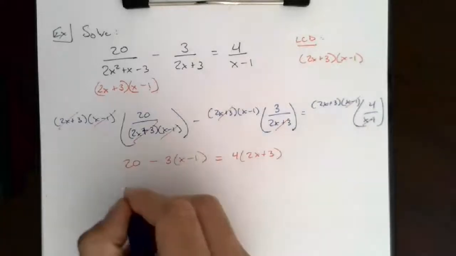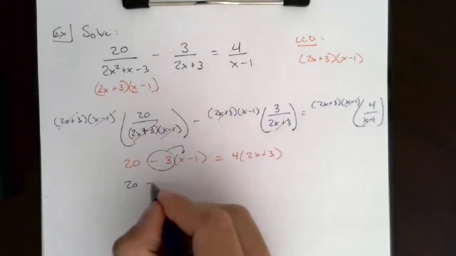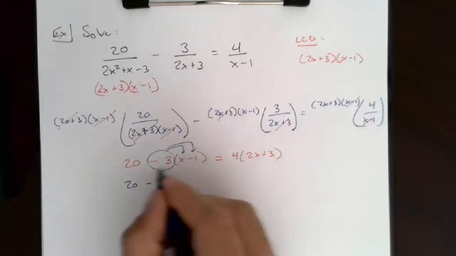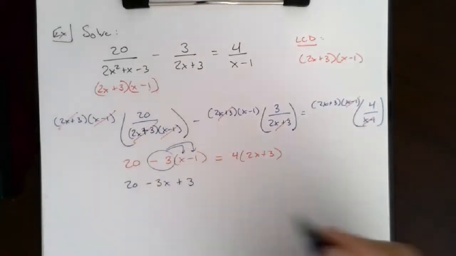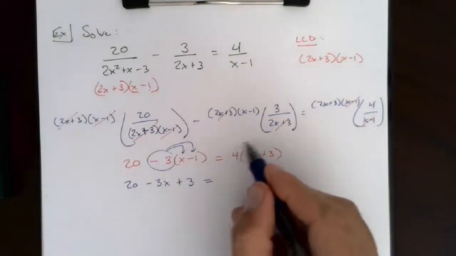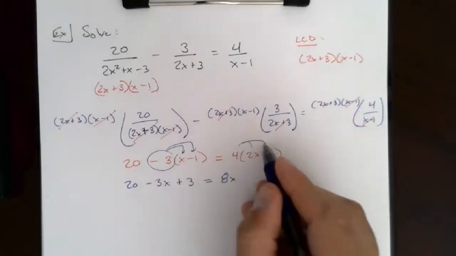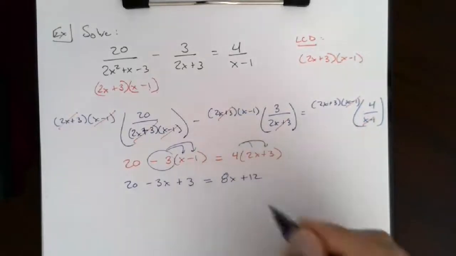So we want to distribute through this. So I have 20. We're distributing a negative 3. Make sure you take the negative with it. So this will be minus 3x. A negative times a negative makes that a positive 3. It's equal to, here, distributing the 4. 4 times the 2x gives me 8x. 4 times 3 gives me plus 12.